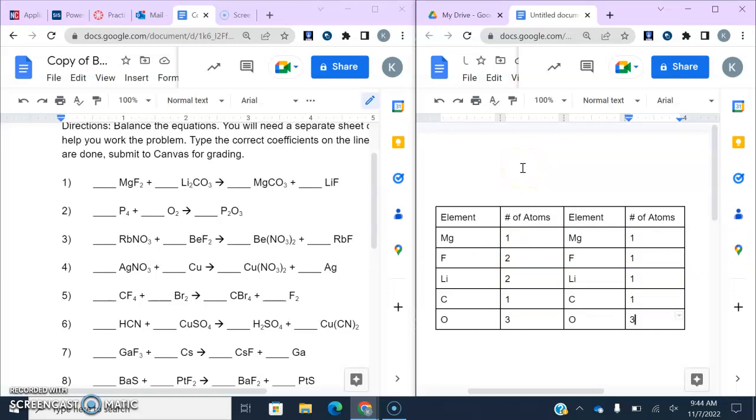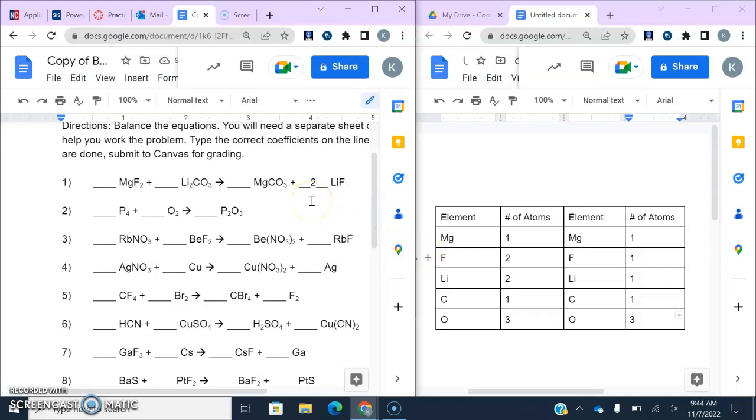So seeing that those are the only 2 out of balance, I'm going to initially start by trying to get those balanced first, and then if things get kind of thrown off, I can work from there. Okay, but I know if lithium and fluorine both need 2, I can start off by putting a 2 coefficient for my lithium fluoride. Okay.